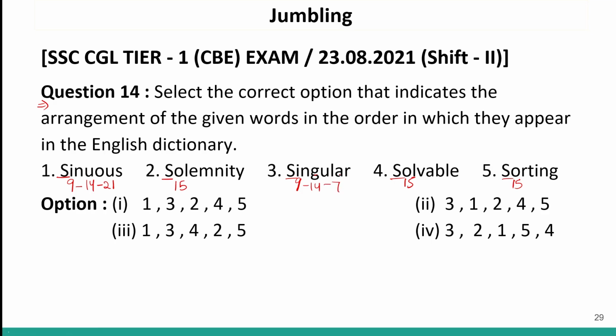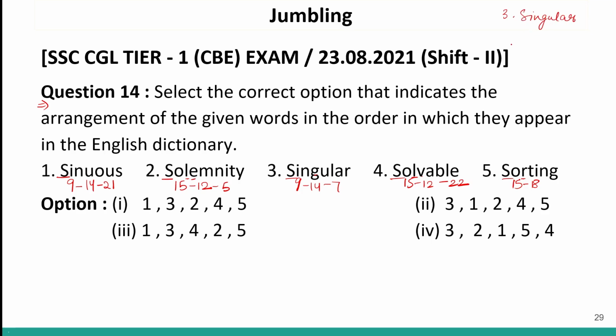Okay? Now, solemnity, solvable, and sorting. After O, we have L, which is 12. Over here also we have L, which is 12, and over here we have R, which is 18. Okay? Now, between these two, after L we have E, which is 5, and over here after L we have V, which is 22. So the correct order will be, the first word will be singular.